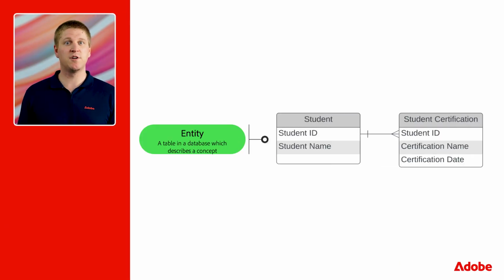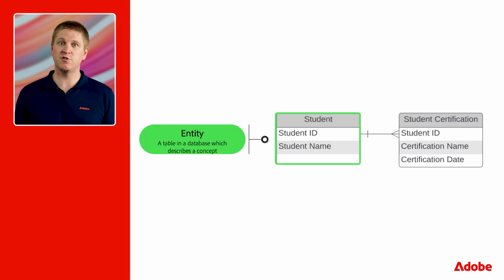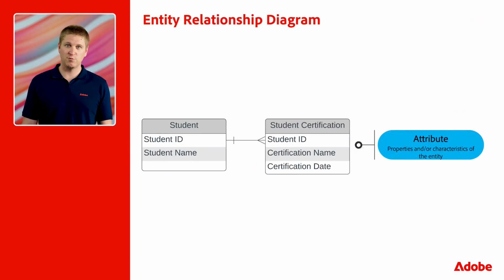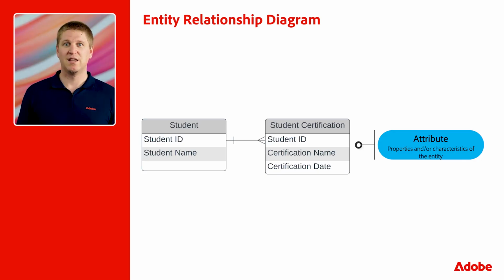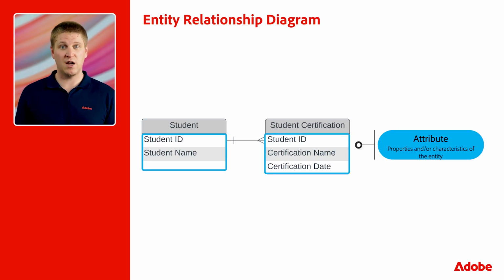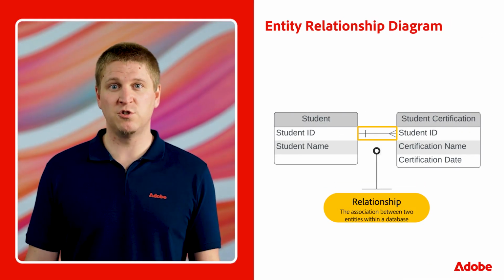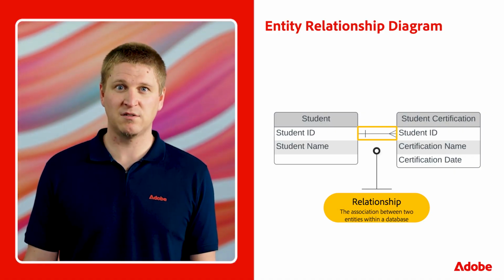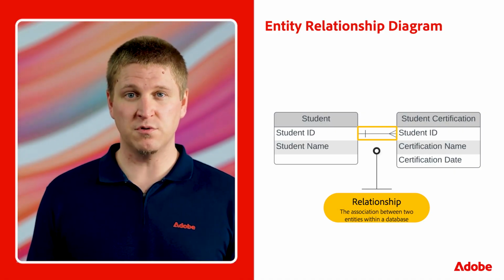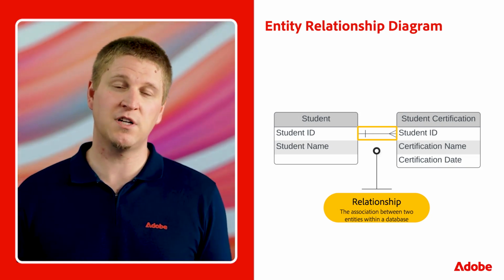Entities are tables in a database which describe a concept, such as student or student certification. Attributes are the properties and/or characteristics of the entity. In the case of the student entity or table, the student ID and name are attributes of the student, whereas student ID, certification name, and date are attributes of the student certification table. Relationships are the association between two entities within a database. In this case, we can see that the student is related to the student certification table.